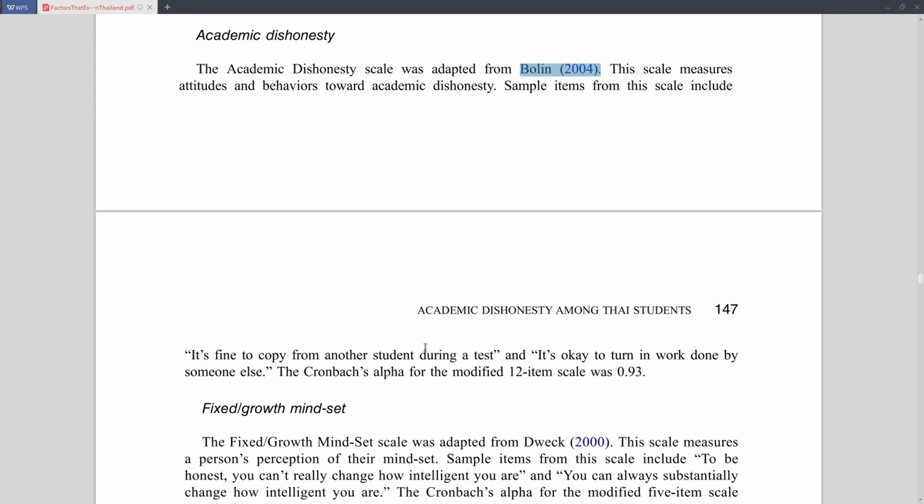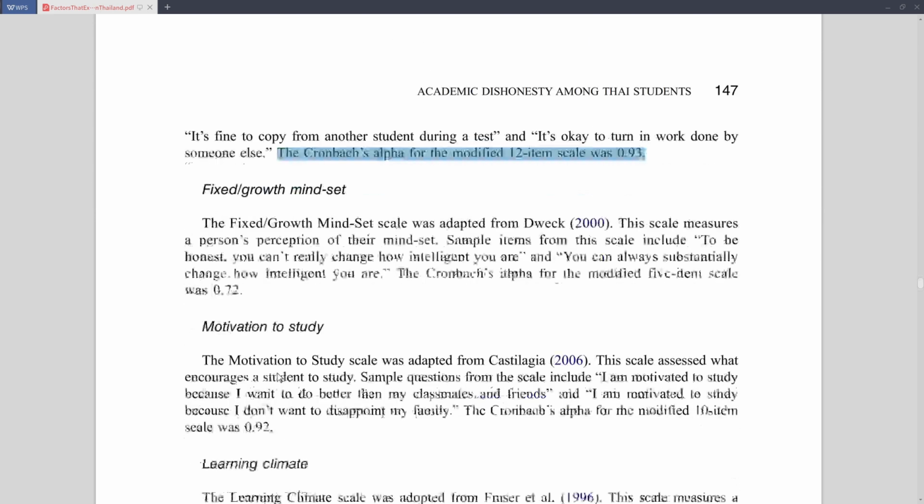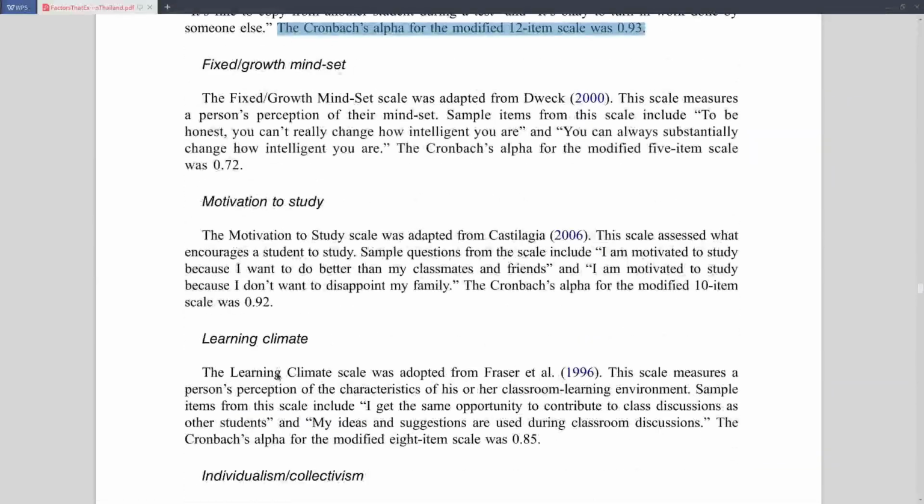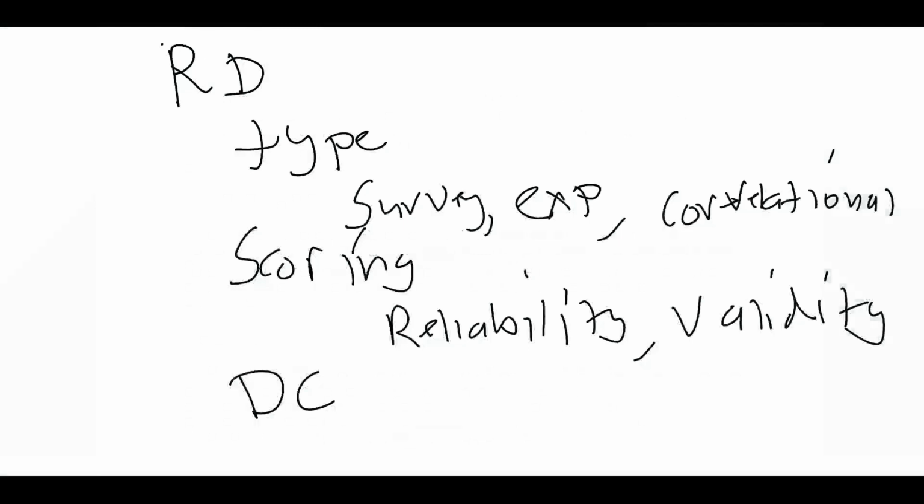And then I give you some sample items. These are actual statements from the scale right here. And then after that, I give you the Cronbach alpha, which is a measure of the reliability. So that's it right there. And then I repeat this process for all the variables in my study. All right, that's how this works. So it's really, really simple.